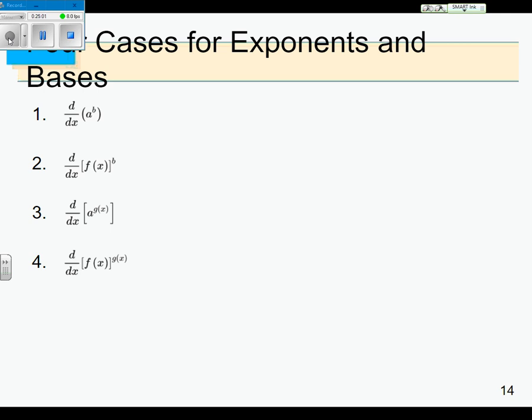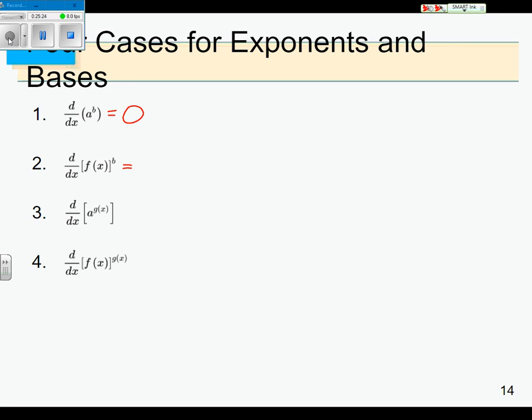So let's go over these. We're going to assume a and b are constants on this. X is going to be my variable x, and I have functions of x, f of x and g of x. If I'm just looking at differentiating a constant, say 7 to the 5th power, that's going to be a 0 right there, because a and b are constants.